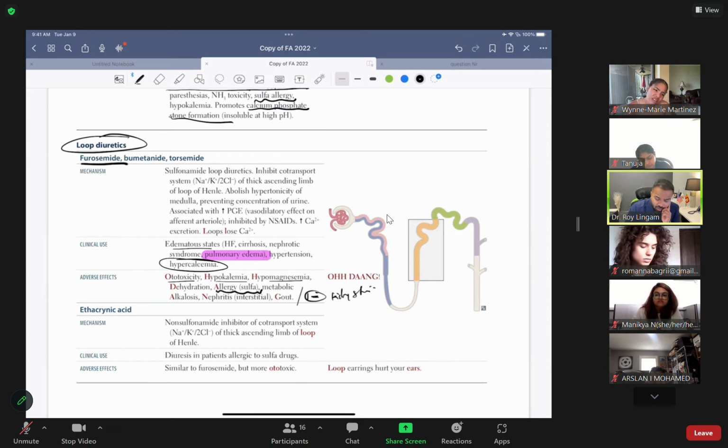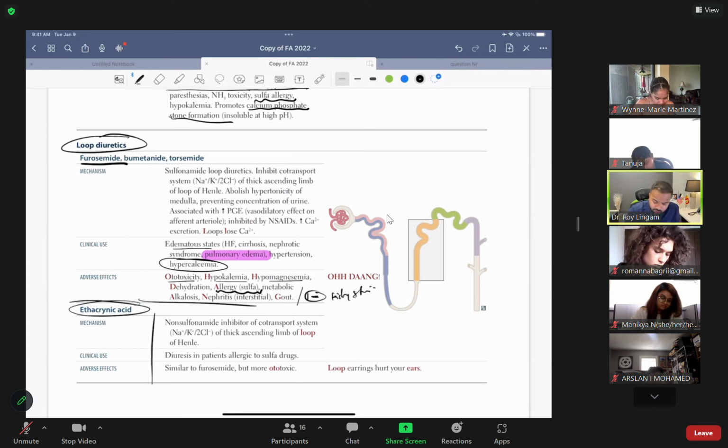Now, let's say I have to give a loop diuretic to somebody. I have no other choice, but they also have a sulfur allergy. What do I do? I need to find another medication, similar mechanism of action, but no sulfur group. That's your ethacrynic acid. Ethacrynic acid is exactly the same as everything else, except no sulfur group. So no difference, okay? It is very similar, but we could give it to people who are allergic to sulfur, okay? So that's that. And of course, it's similar to furosemide, but a little bit more ototoxic, but those effects are reversible, it comes back. So that's loop diuretics. Is that clear, folks?